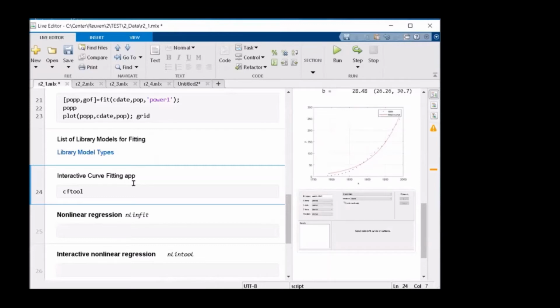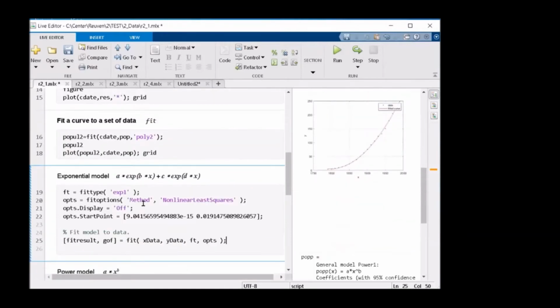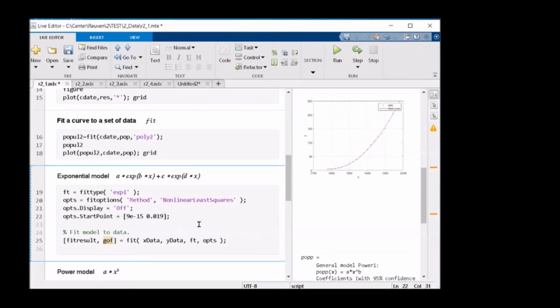We'll go to where we have our exponential. Here it is, our exponential. Let's paste it here. Now we have a method, ft, it's our method. Options for this method: it's a non-linear least square. Option display, we don't need this display. We also don't need such a precise result. It's enough to have here 9 and here maybe 2 numbers.